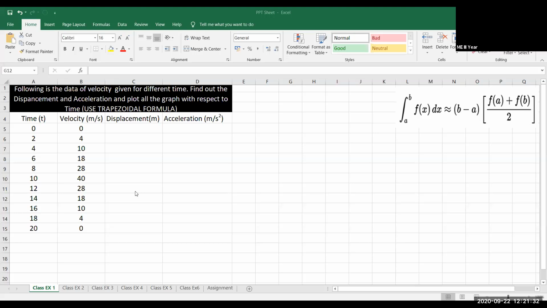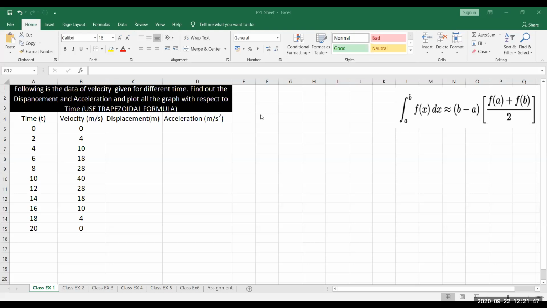We have shown these examples in the PPT. Is it visible now, all of you? Anyone tell me, is it visible now? Yes or no? Yes, sir. Okay. Right.